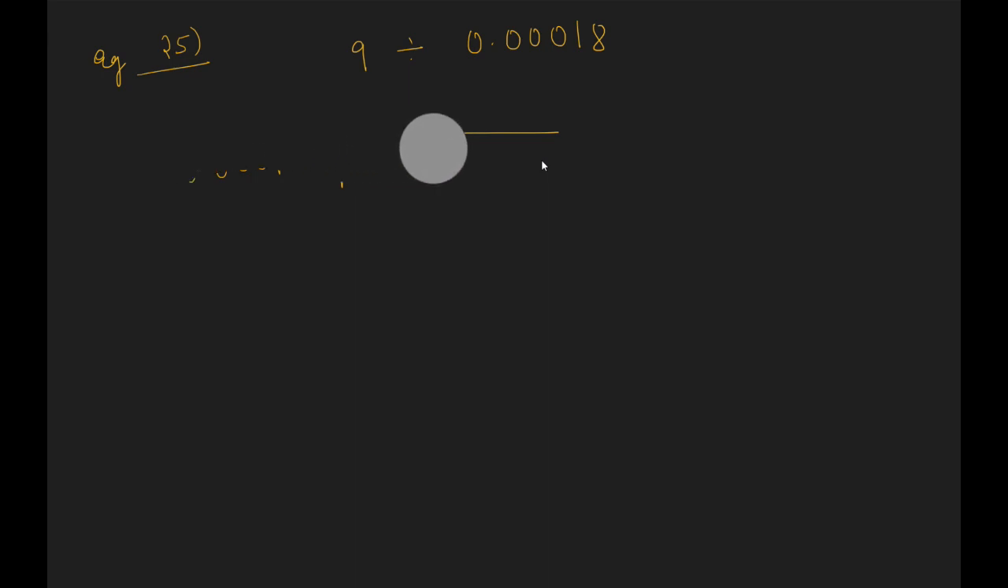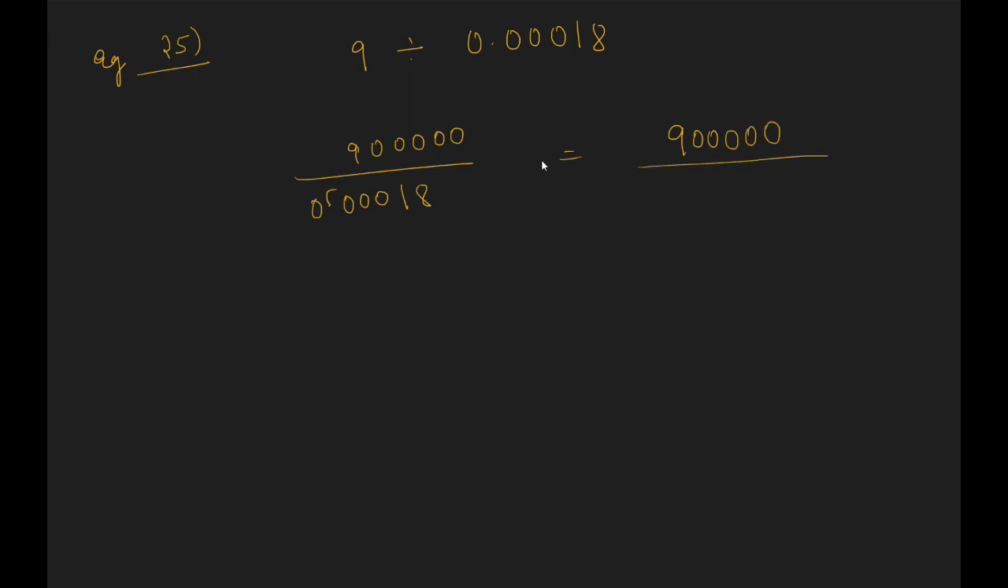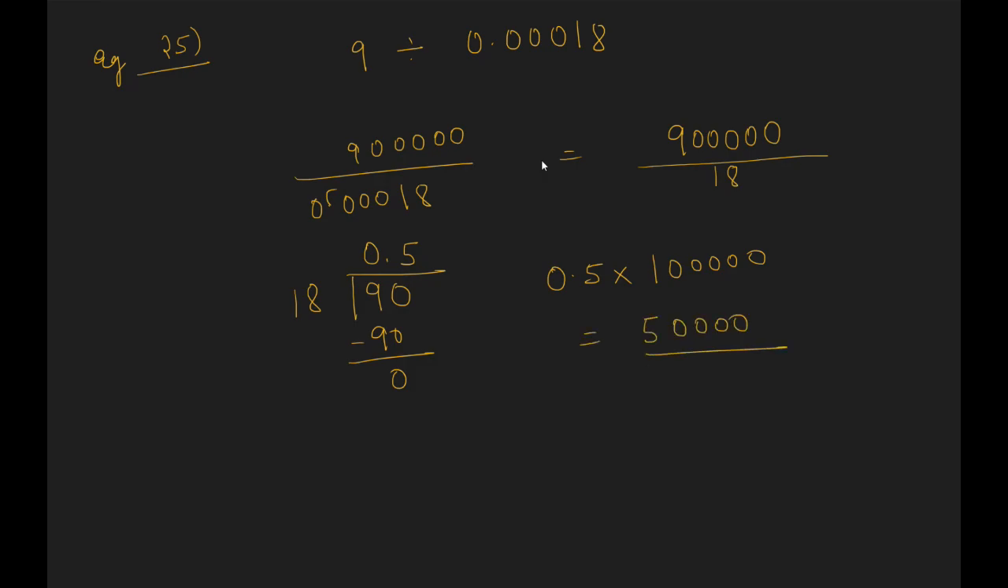Is 9 upon 0.00018. So if you remove the decimal here, so this will become 1, 2, 3, 4, 5. So 9 with 1, 2, 3, 4, 5 zeros divided by 18. So just divide 9 by 18. This will be 0.5. 18 5s are 90. So 0.5 into, and on multiplication you will get 5 with 1, 2, 3, 4 zeros. This will be your answer, children.